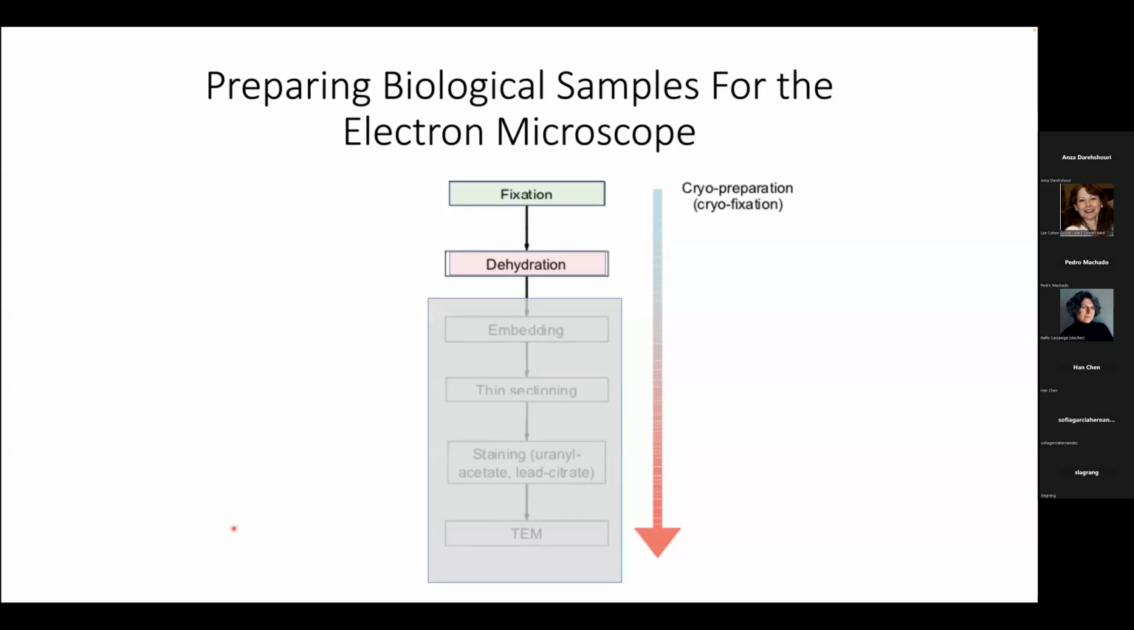So that's the fixation run. It's how we get the sample from live to frozen. So now we have the sample. It's vitreously fixed, hopefully, with vitreous ice. And so the next question is, what do we do with it?